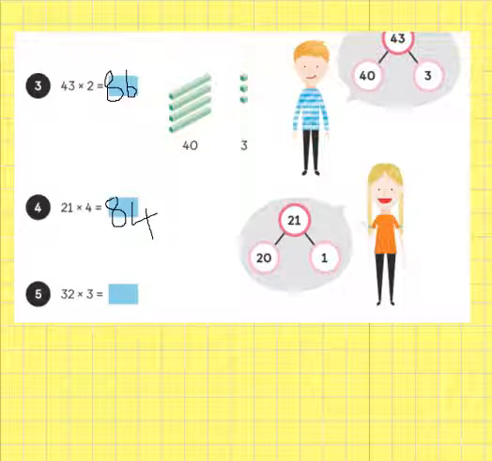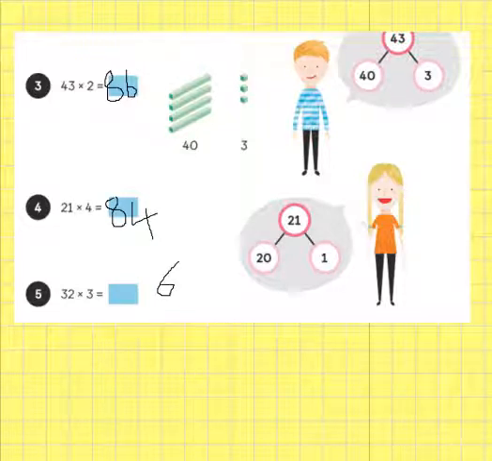Next one here is 32 multiplied by 3. Again, I want you to pause the video and see if you can answer this one on your own. And hopefully you've had a chance to answer this one. So 32 multiplied by 3, 2 times 3 equals 6.